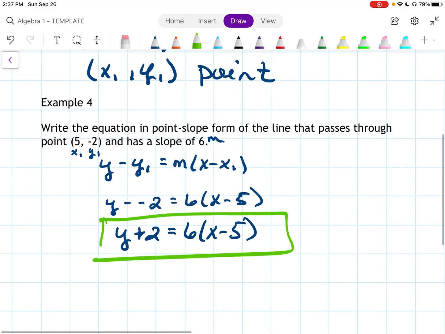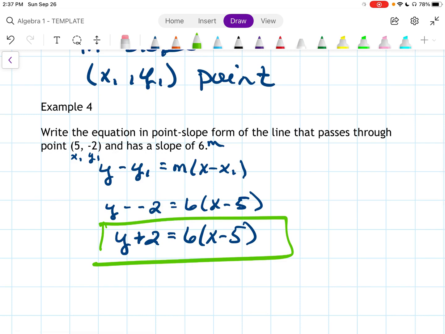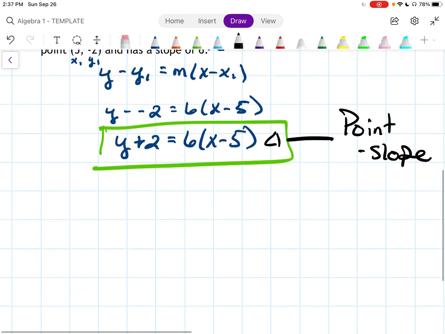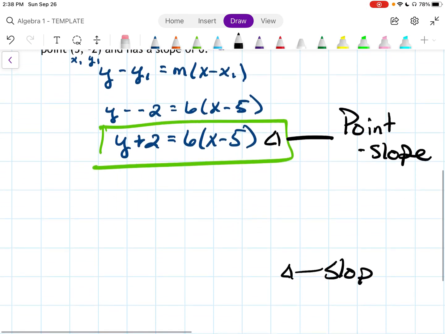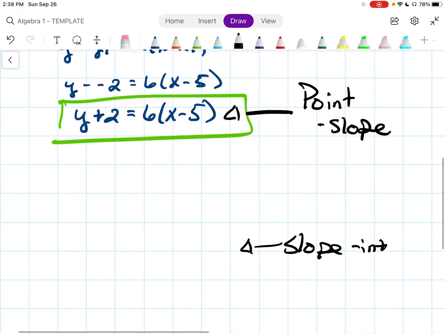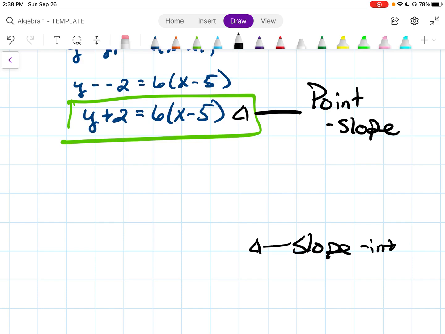I do want to show you one additional piece that might be useful on some of your homework problems. After you get this in point-slope, if you want to put it into slope-intercept, you can do a little bit of fancy algebra and get it there. So I'm going to do that now. We have this line right now, and I'm going to distribute that 6, that slope, so I'll have y plus 2 equals 6x minus 30. I just distributed that 6.